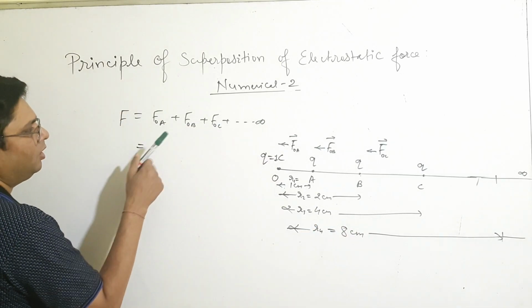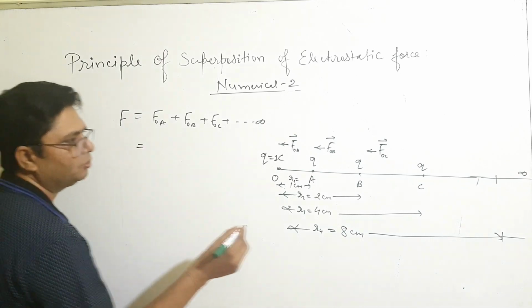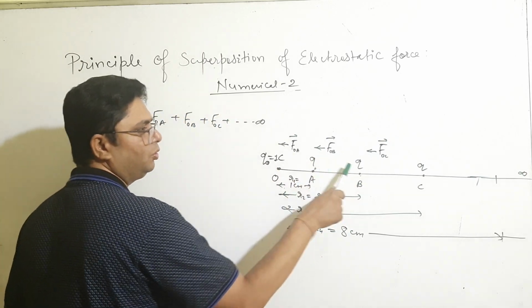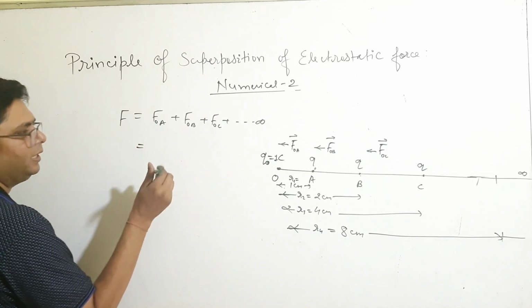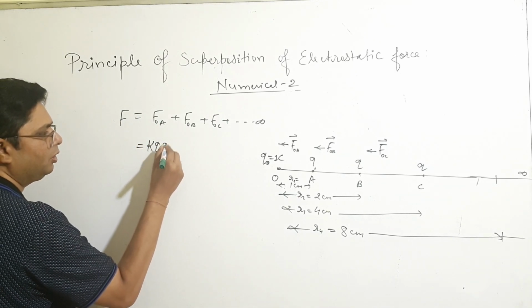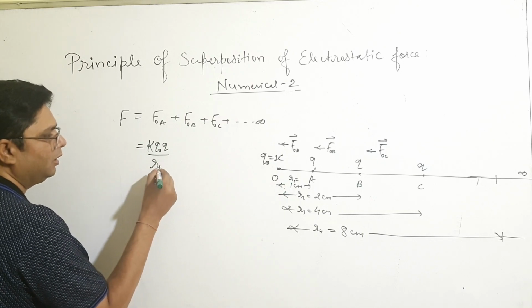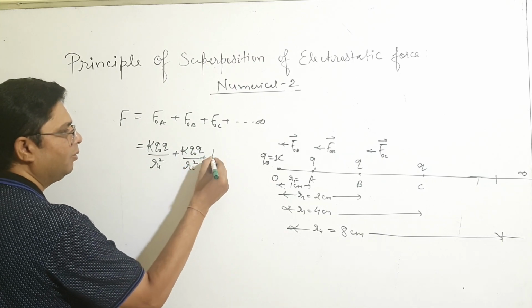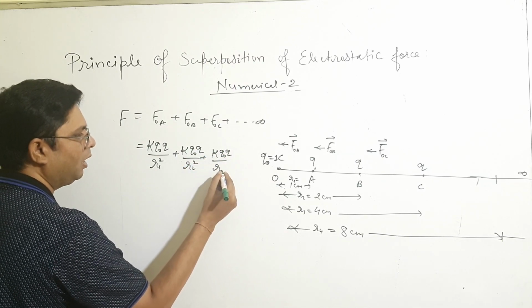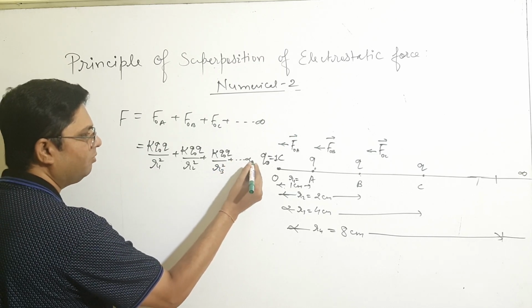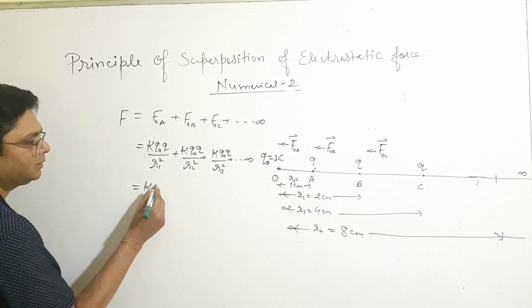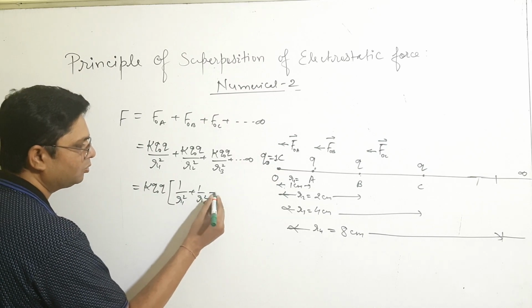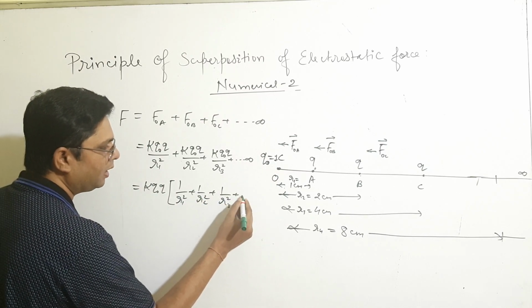Now, what is the value of FOA? Here let this be Q naught, and these are Q, Q, Q and so on. So here F is K Q naught Q upon R1 square plus K Q naught Q upon R2 square plus K Q naught Q upon R3 square plus dot dot dot up to infinite. Take the common term. The common term is K Q naught Q times the bracket 1 by R1 square, 1 by R2 square, 1 by R3 square up to infinite.